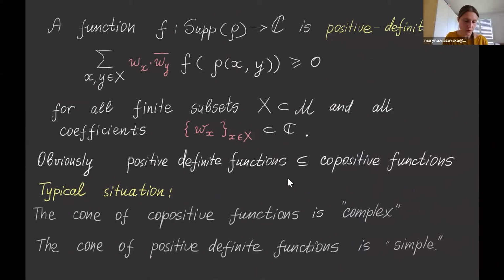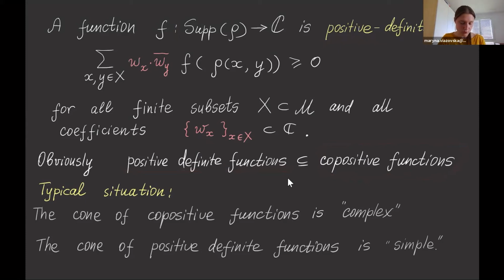So this is also a function from the support of our metric space to the complex numbers. But here we are posing stricter conditions on our function f. Here we require not only that such double sums are non-negative, but that all double sums like this with all possible weights are. So for our finite set x, for each of the points in x, we assign a certain weight w_x, which is a complex number. And then such a weighted double sum should always be non-negative. If this holds, then we say that our function f is positive definite. And so it's obvious that positive definite functions are a subset of all copositive functions.